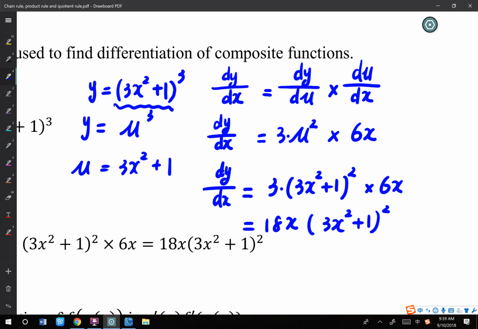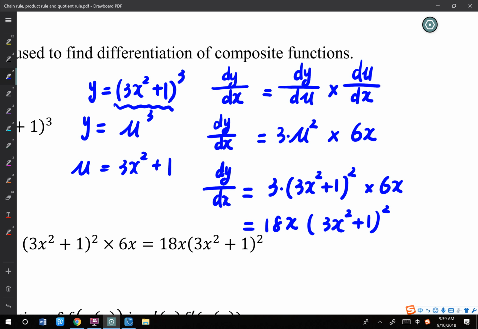You don't want to say, okay, let u equal that, and then dy/du equals that, du/dx equals that, and then I replace u back. I want to show you 2 quick results. What are the 2 quick results?